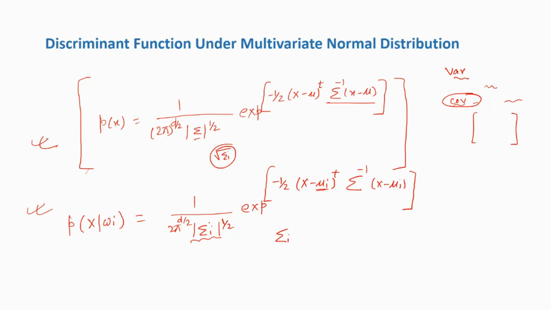Sorry, can you come again, please? I didn't get the part, like it's a covariance matrix. So see, when you say covariance matrix, how do you find the covariance matrix? Covariance of x and y, how do you find that?